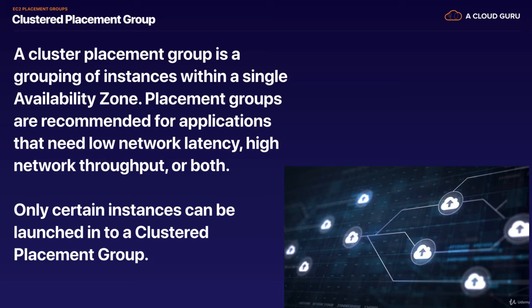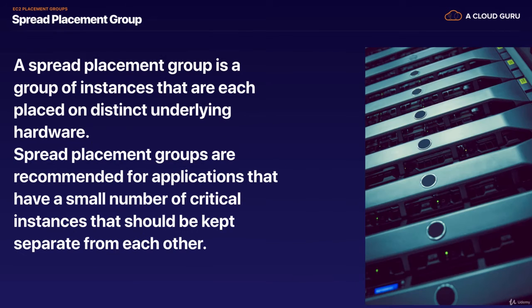within a single availability zone. Clustered placement groups are recommended for applications that need really low network latency or high network throughput or both, and this makes sense. You want them to be as close to each other physically as possible because that reduces network latency and increases network throughput. Just remember that only certain instances can be launched into clustered placement groups. This is used for things like high-powered compute, where you need very large network throughput or extremely low latency. You're going to want to use a clustered placement group.